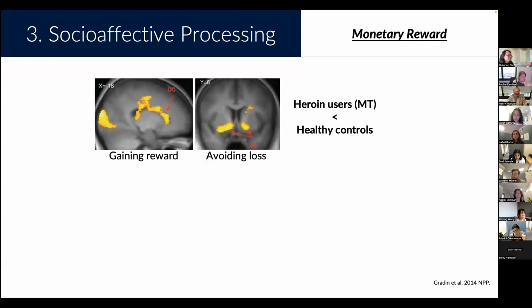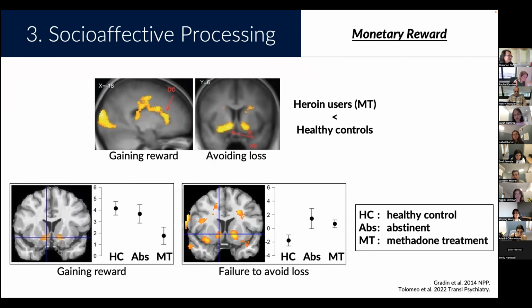So to start, I want to talk about how the brain responds to monetary reward. Monetary reward is kind of a natural reward compared to drug reward, because healthy controls have a brain response to monetary reward. But one study compared heroin users versus healthy controls and found that they have reduced reward system response to gaining reward and also to avoiding loss, which means they are not as sensitive to this kind of monetary incentive compared to healthy controls.